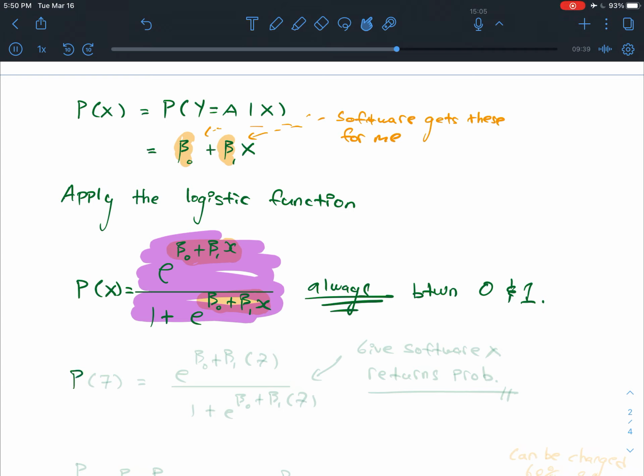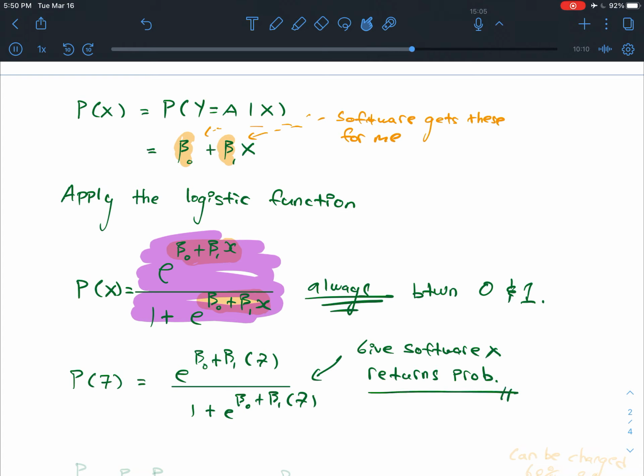So if you wanted to know the probability of, let's say 7, if your data was 7, you would just plug it back in, right? So this would be e to the beta naught plus beta 1 times 7, right? Because you have the model, it's going to give it to you. And again, you're not even going to have to type this out. Radiant will just say, give me 7. You just give the software x, and it returns the probability, right?